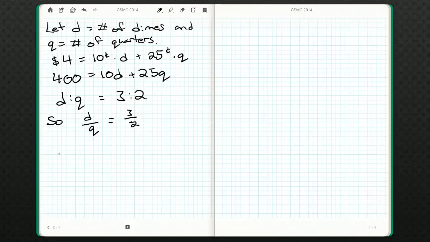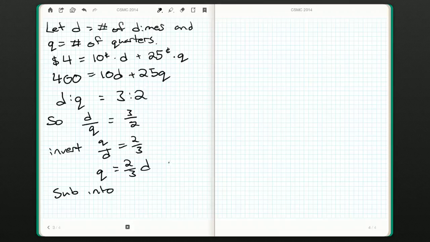All right, so we can flip this, and we get Q divided by D is the same as 2/3, right? We just inverted this equation. We flip the one side. Whatever we do to one side, we have to do to the other side. And now we can multiply by D on both sides and get Q is 2/3 the number of dimes. That's fantastic. So now we have Q in terms of D. We can substitute that in. We could label that as equation number 2, and we could say this is equation number 1.